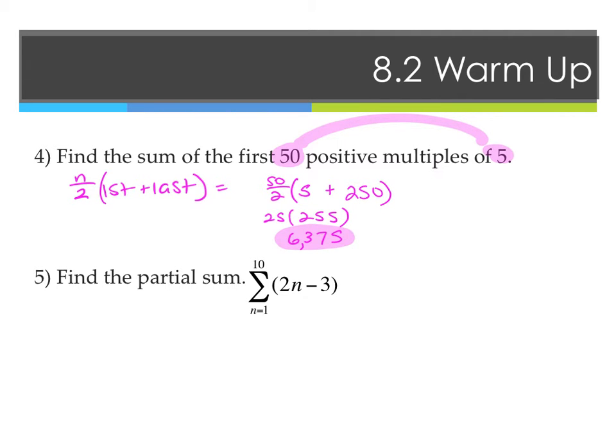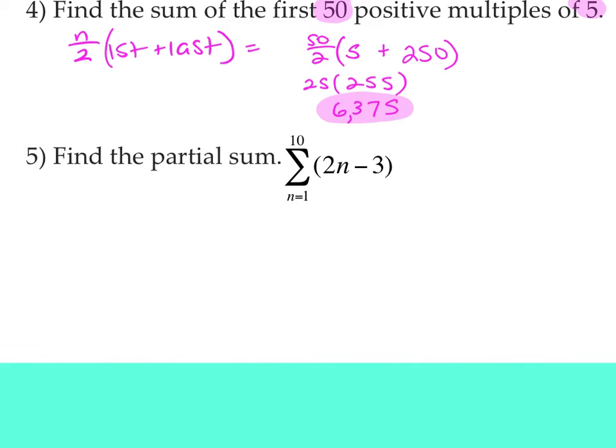Because this is arithmetic, we can use the same thing, n over 2, first plus last. So what is n? What's the number of terms? 10. And that is only because the bottom is 1. Remember, if the bottom is not 1, it gets adjusted, which I'll show you in a second. So that would be 10 over 2. The first term, I'm going to plug 1 in.